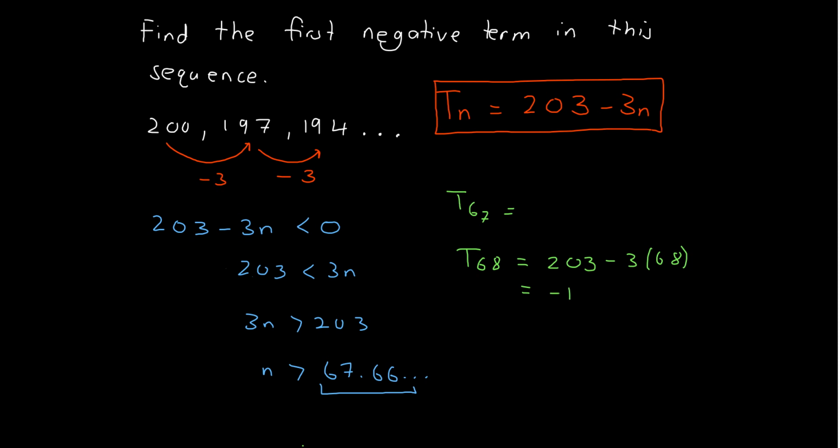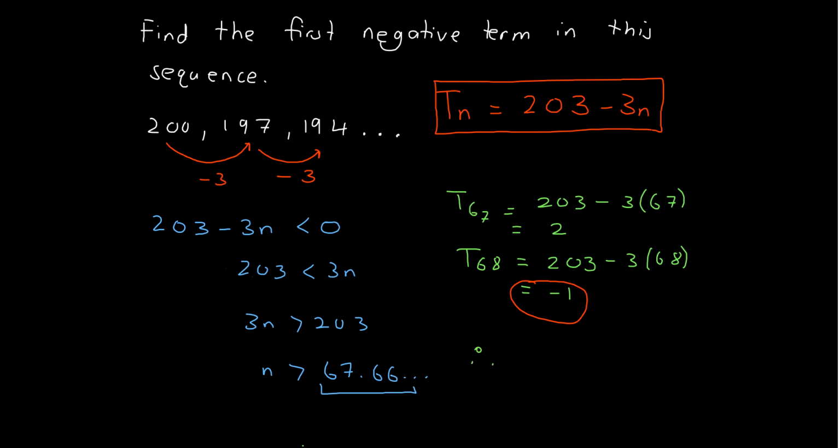203 minus 3 by 68 equals minus 1, and that's got to be the first negative term, right? That absolutely has to be the first negative term. Otherwise we can go t67, and let's just test out t67 just for fun. So 203, not 200, because we had a 203 there, minus 3 by 67 equals 2. Yeah, I know you can already see that it's going to be 2, but let's do it anyway. Equals 2, obviously, because we're going down by 3s.